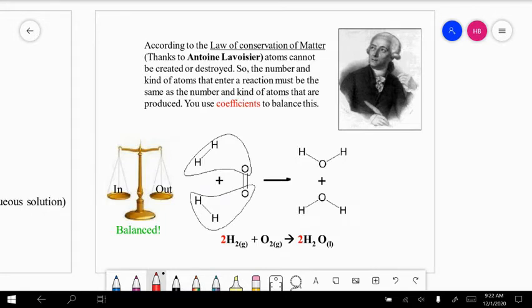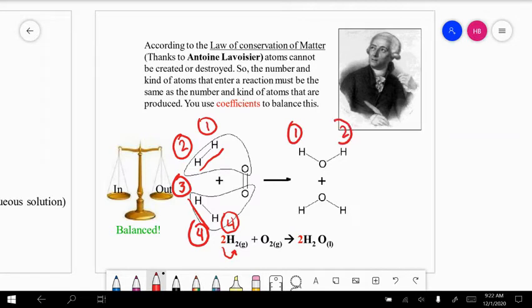So we had 2 hydrogens. This is H2. There's 2 of them. Here's my 2 H2s. So that means 1, 2, 3, 4 atoms of hydrogen on the reactant side. So this 2 times 2 is 4 atoms of hydrogen on the reactant side. And then 1, 2, 3, 4 atoms of hydrogen on the product side also. 2 times 2 like that.